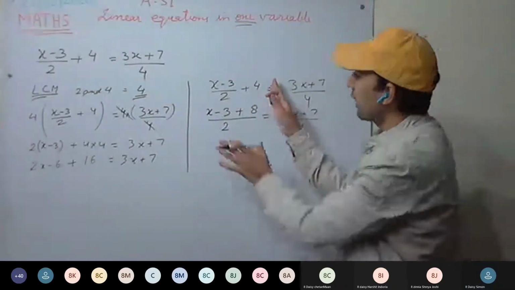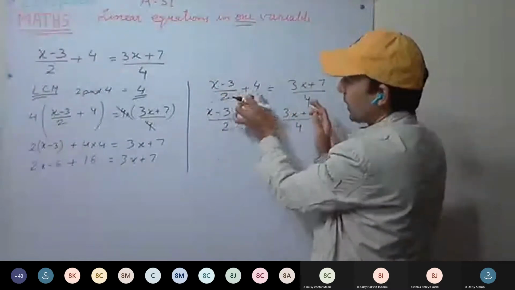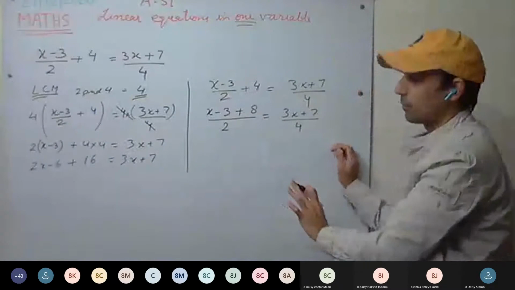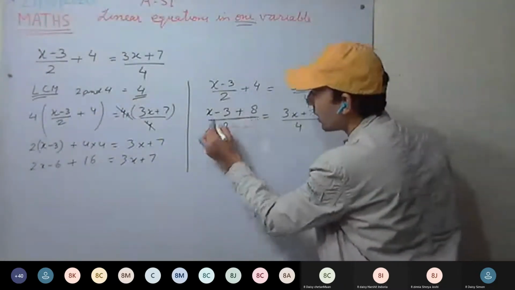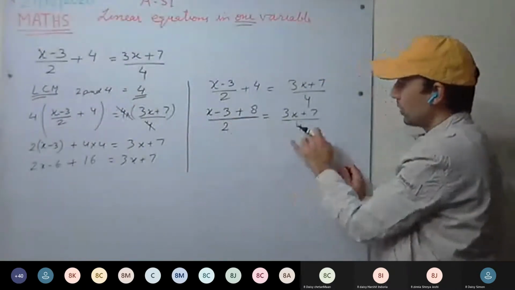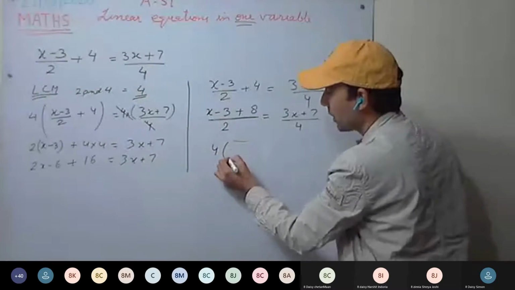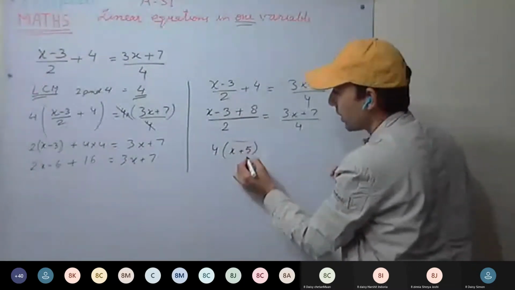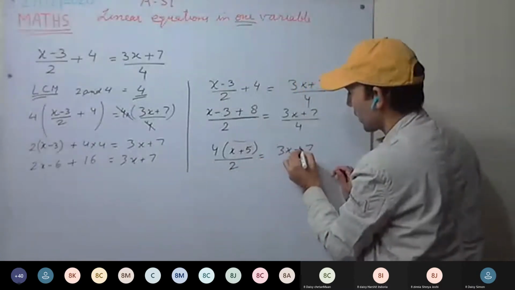Okay. See here. This time I'm taking the LCM on the left hand side only. Left hand side only I'm taking. Okay. So this I'm getting. Okay, clear, sir? LCM I took. Now see here. Divided by 2, divided by 2. Either we can cancel here, 2, here will be 2. Or what we can do? We can take 4 on this side. It will be 4 times (x plus 5) divided by 2 equal to 3x plus 7.